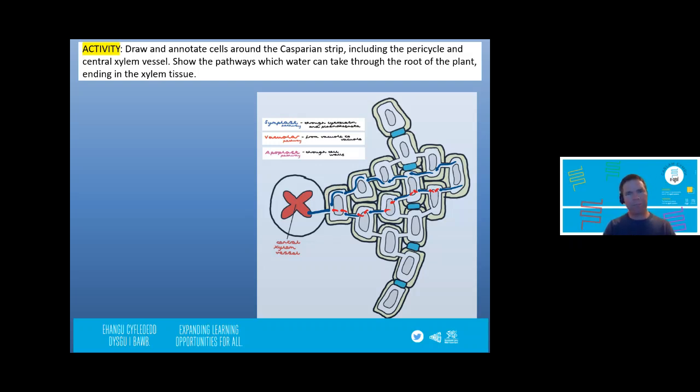And the apoplast pathway is the movement of water through cell walls. Now, this takes a little bit of explaining. Cell walls do not convey any restriction to water at all. Water can freely pass through cell walls. There's no issue with it at all.